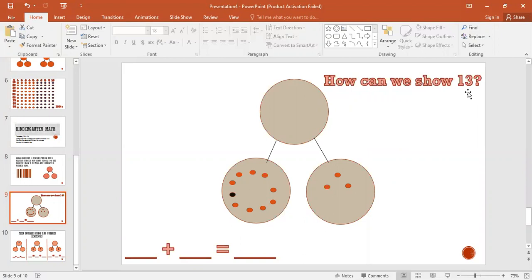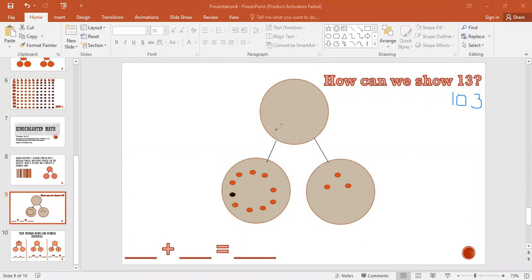Good job. 10, 3 is how we say 13 in the say 10 way. 10 and 3. So I know 13 can be broken up into 10 ones and 3 ones. Okay, guys, here I have some circles, some dots here and some dots here.